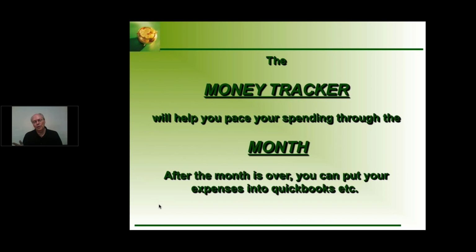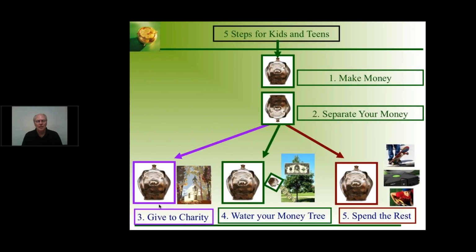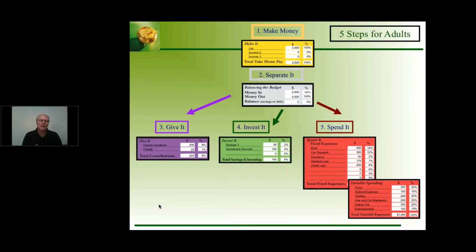Now, after the month is over, you can put your expenses into QuickBooks or some other way, but our real goal is to help you pace yourself. When we teach the kids and teens, we use the 5 steps: make money, separate your money, give to church and charity, save and invest, which is watering your money tree, and spend the rest. We're going to take those same 5 steps and break them down and get into a little more detail.